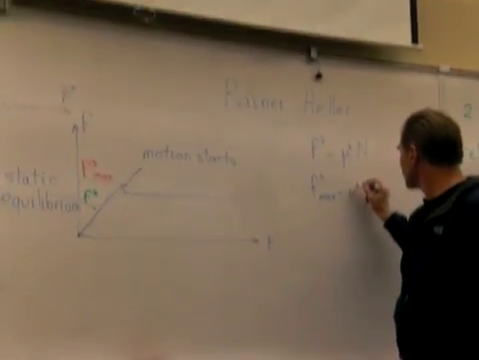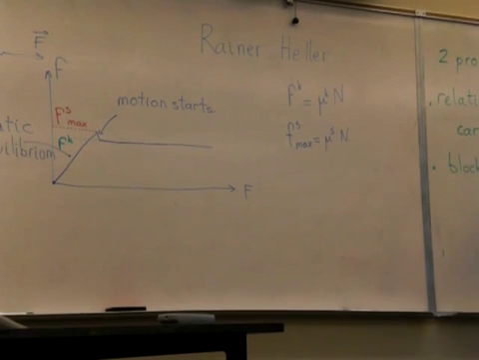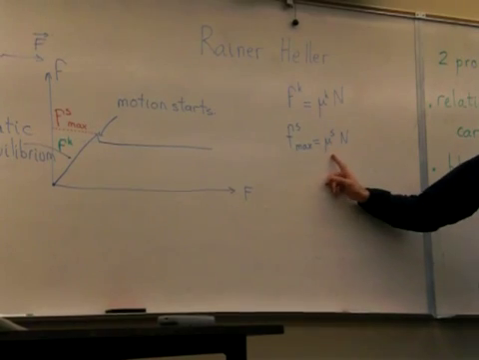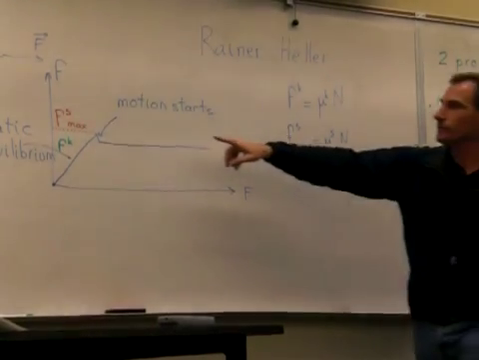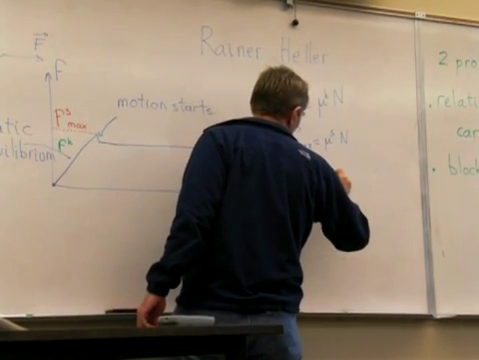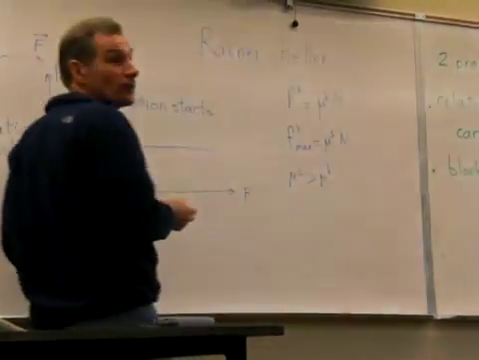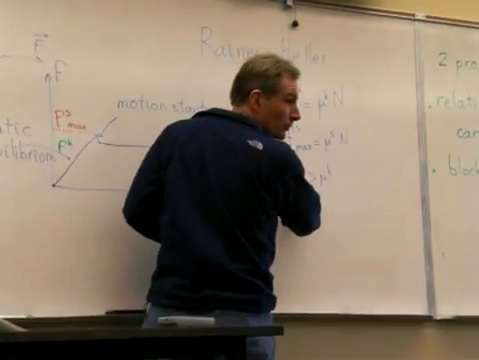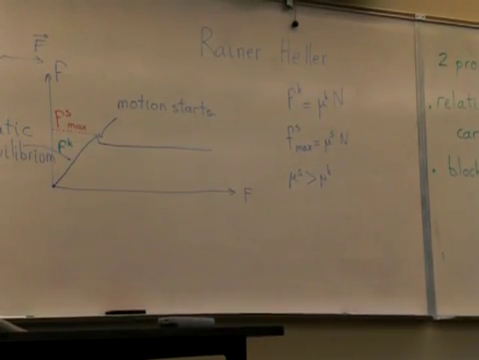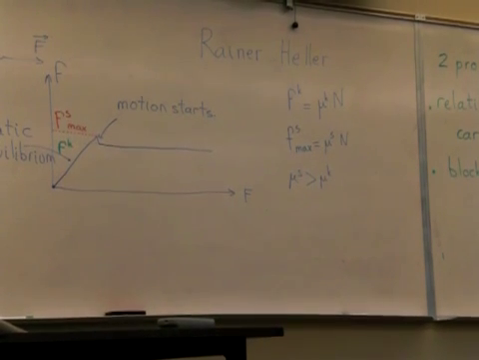is equal to mu s times n. So these are the two relationships that you have. Mu s is the coefficient of static friction. And you can see from this graph here that you have mu s is greater than mu k. Examples of these values would be, for instance, 0.4 for mu s and 0.3 for mu k. That's what there is to know about friction.